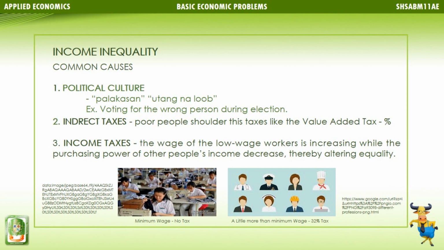Number 1, political culture. Palakasan, utang na loob, especially voting for the wrong person during election. Number 2, indirect taxes. Poor people shoulder their taxes like the value-added tax. Number 3, income taxes. The wage of the low-wage workers is increasing while the purchasing power of other people's income decreases, thereby altering equality.